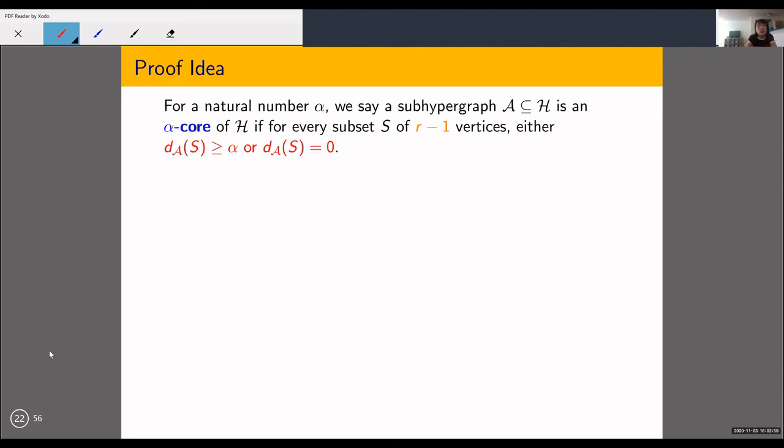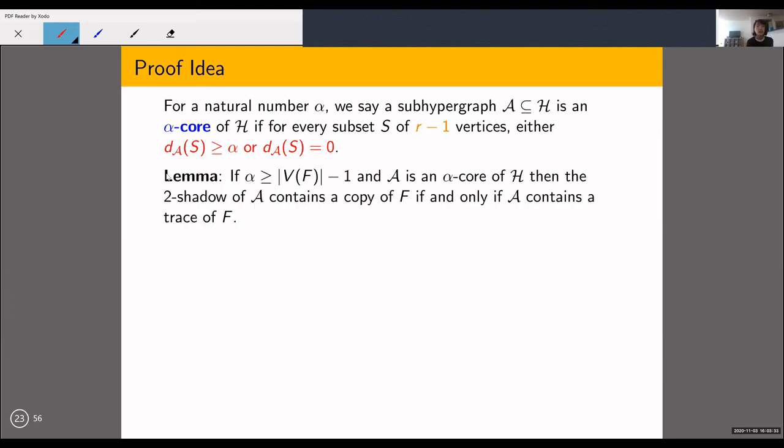If we have some natural number alpha, we say some subhypergraph A of H is an alpha core if for every subset of size r minus 1, so every r minus 1 vertices, either those vertices are not contained in any edges together, which means they have codegree 0, or they're contained in at least alpha edges together. Right, so this d sub alpha denotes the codegree, which means the number of edges that those vertices are contained in together.